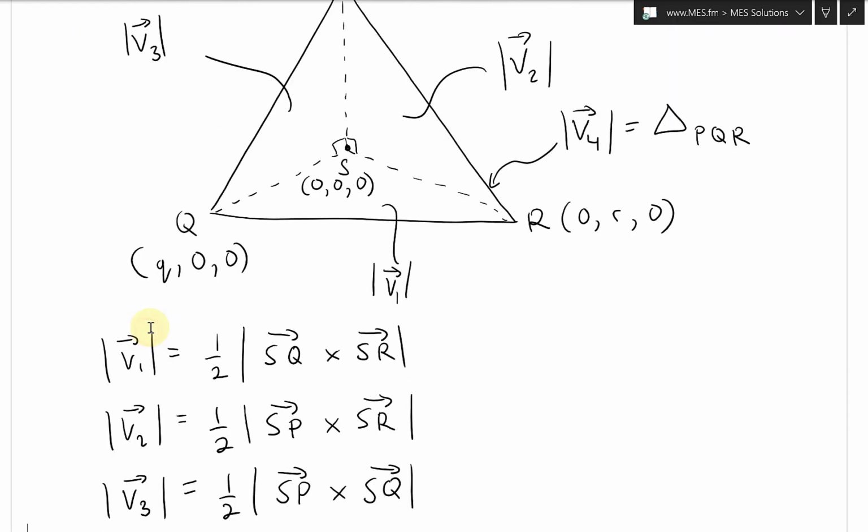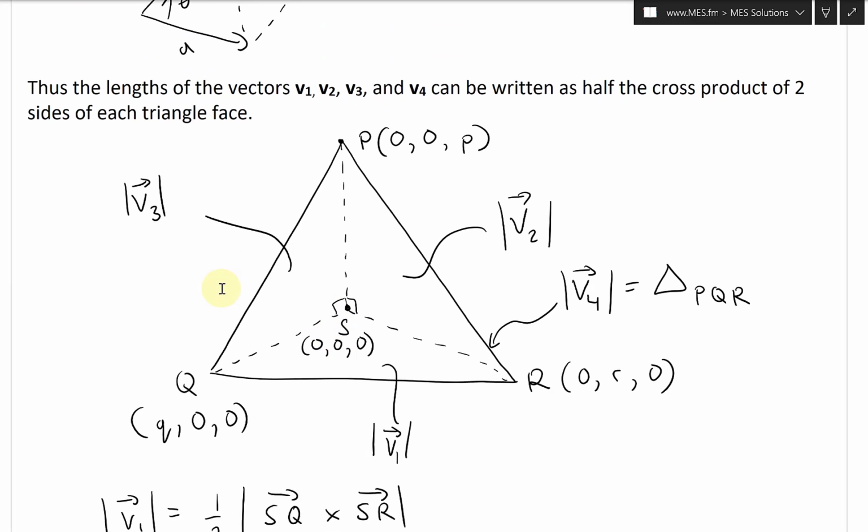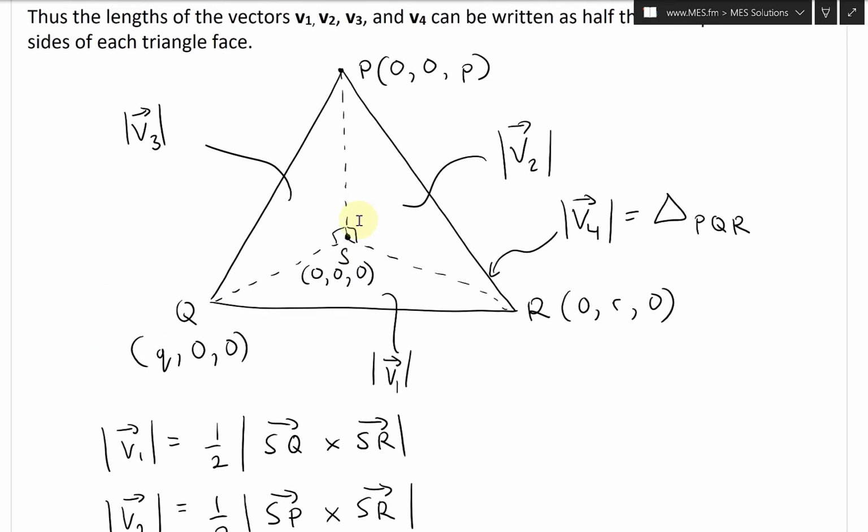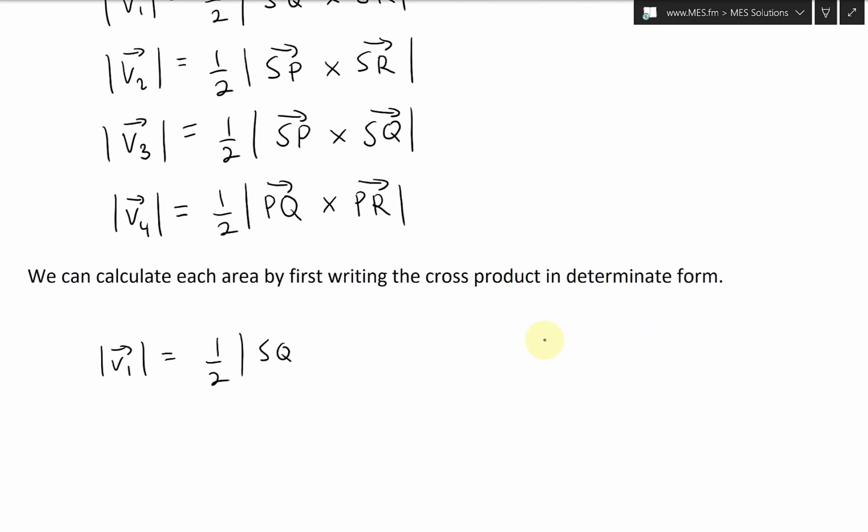All right, now that we have the equations in cross product form for the lengths of all these vectors, let's take a look at calculating each one. We can calculate each area by first writing the cross product in determinant form. So let's do the first one, V1. The length of V1 is equal to 1/2 the cross product SQ cross SR, like that.